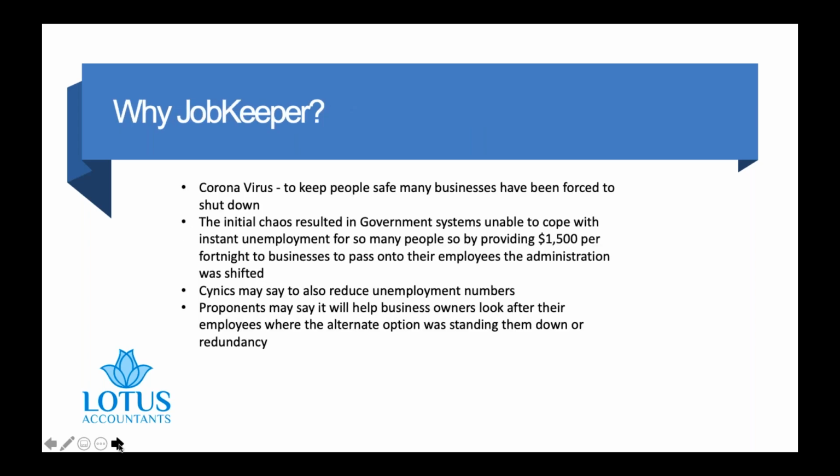So why JobKeeper? Unfortunately, we all saw the lines in front of Centrelink when the enforced closures took place in March, and the government systems really weren't able to cope with the number of people that were starting to apply. So cynics like myself might say it's also to reduce unemployment numbers, and it really is a way, though, this is a short-term period. I'm not sure how long we'll be in lockdown, but it's a way of business owners looking after their employees, making sure that they are ready to start when the businesses are able to start commencing.